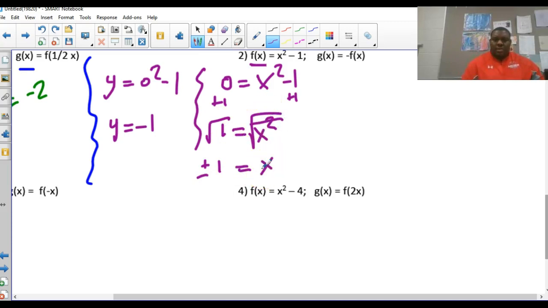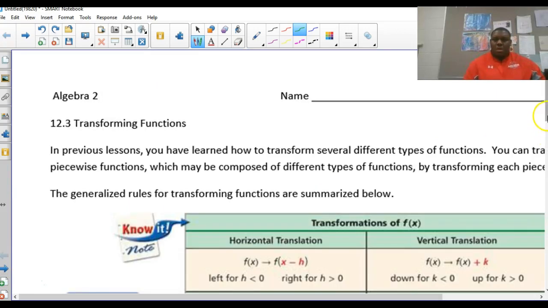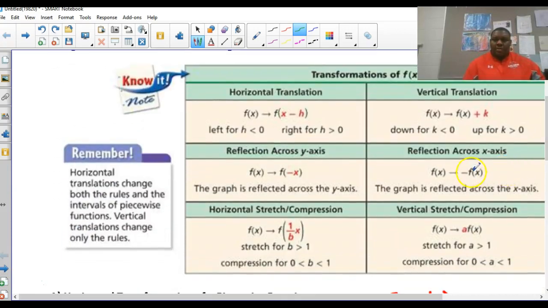So the x-intercept is plus or minus 1. All right. Plus or minus 1. Now, let's look at the transformation. For the transformation here, we're applying a negative out front. Now, if you look back at your rule, the negative out front tells us that we reflect the graph across the x-axis.